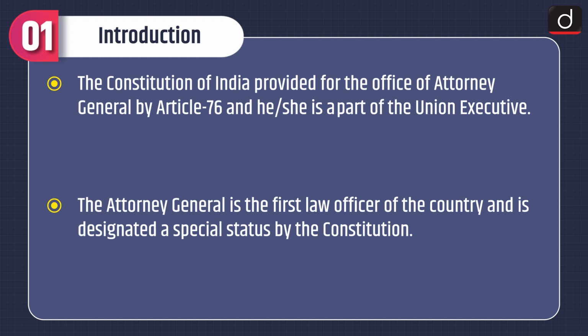The Constitution of India provided for the office of Attorney General by Article 76, and he or she is a part of the Union Executive. The Attorney General is the first law officer of the country and is designated a special status by the Constitution.